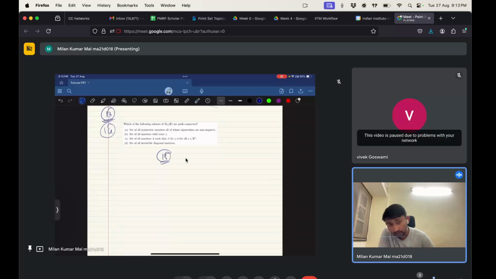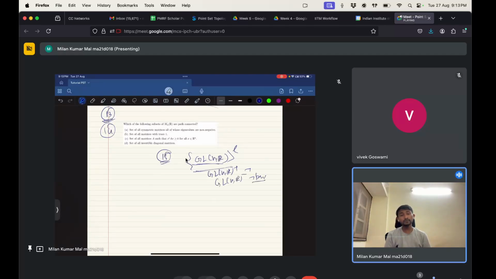For 15, the number of path connected components will be equal to the number of path connected components of GLnR, to the power L. But if you look at GLnR plus, this is path connected. Similarly, we can show GLnR minus is path connected. That means GLnR has two path connected components. So from the similar technique I used in 12, the number of path connected components in the space P in 15 is 2 to the power L.